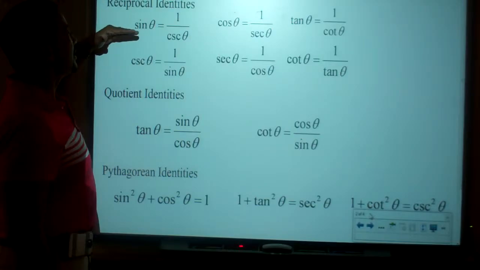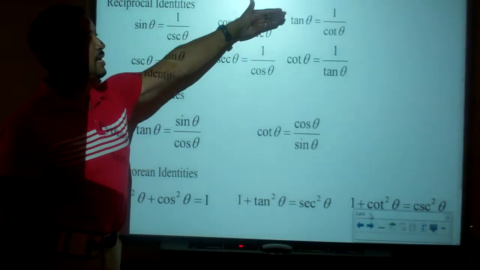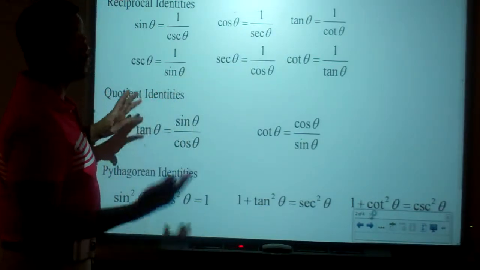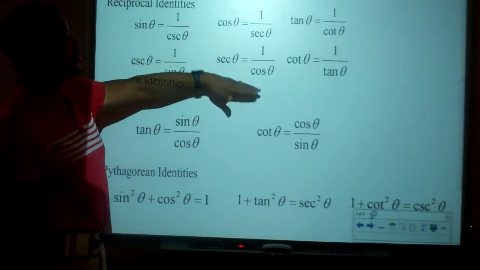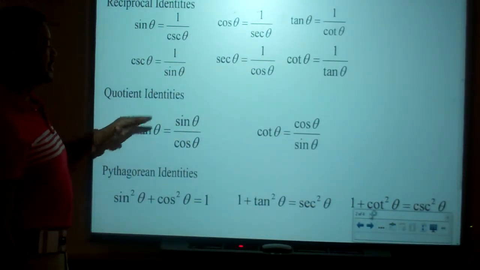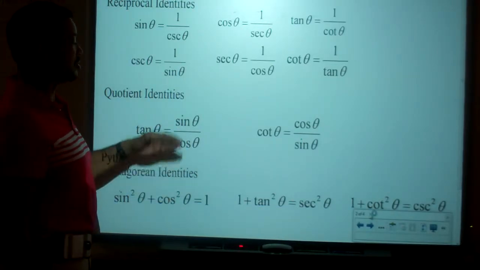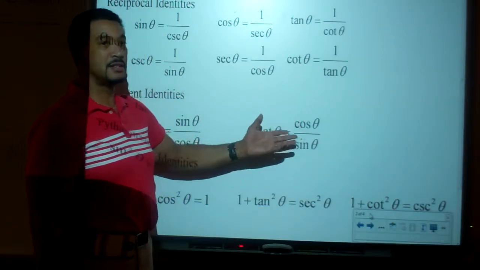So sine of theta is 1 over cosecant. Cosine is 1 over secant. Tangent is 1 over cotangent. Makes sense from what we've been doing. Cosecant is 1 over sine. Secant is 1 over cosine. Cotangent is 1 over tangent. Tangent is sine over cosine, since it's y over x. Cotangent is cosine over sine, since it's x over y.